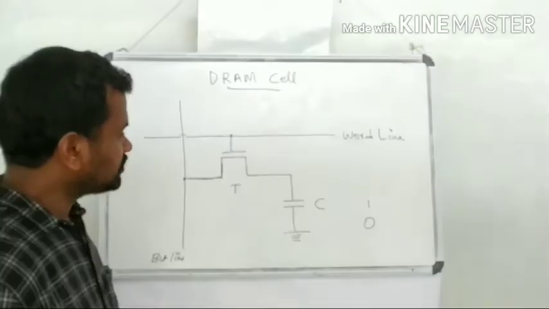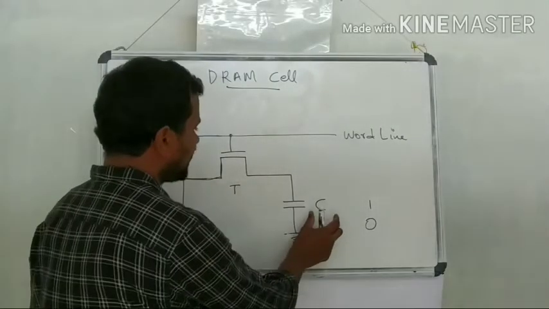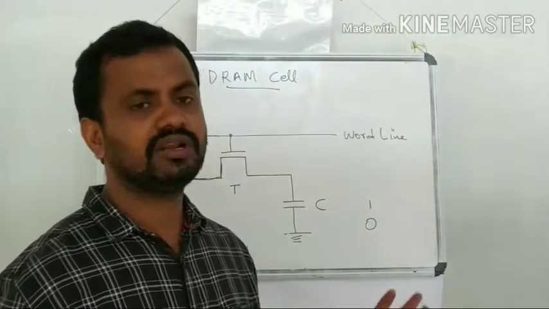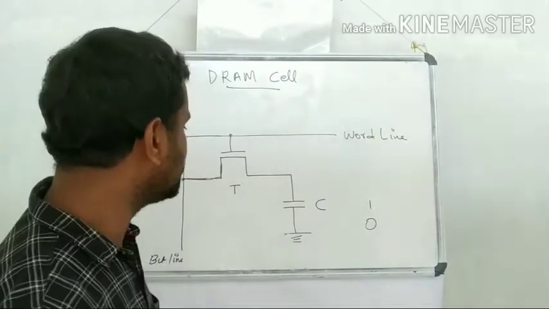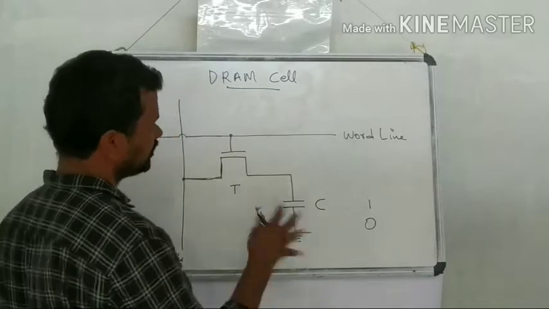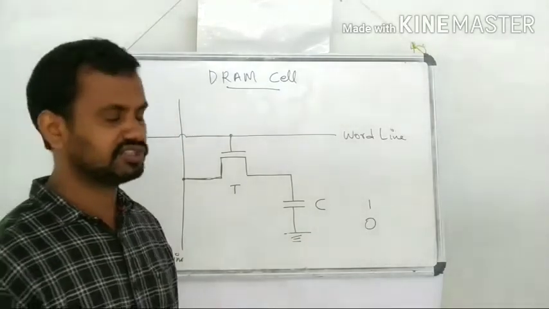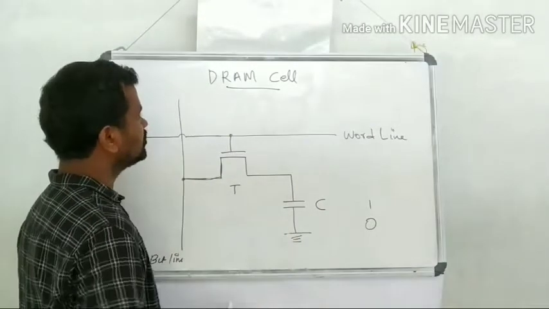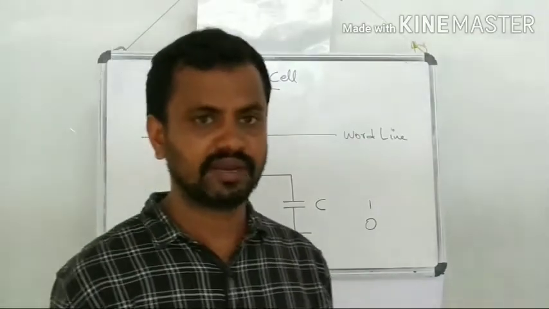But the problem with this DRAM memory is that information is stored as a charge on the capacitor, and the capacitor has a problem: there will be some small leakage current, and the charge on the capacitor may discharge over time. So we have to dynamically refresh the content of the capacitor. That is why the name dynamic RAM, or dynamic random access memory.